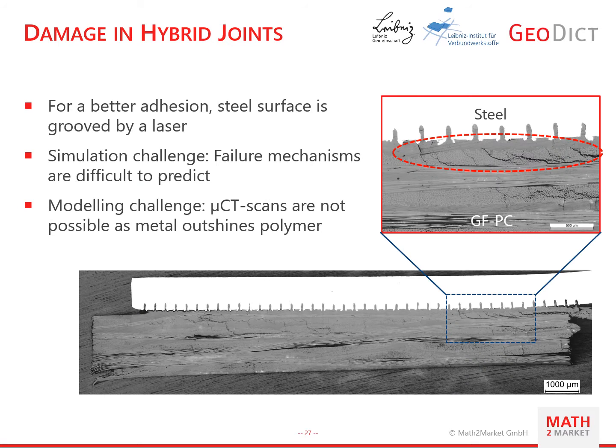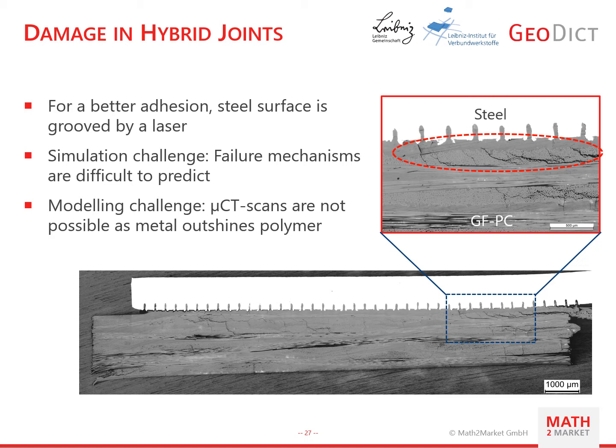The researchers at the Institute approached us with a very interesting question. They made hybrid joints between glass fiber reinforced polycarbonate and steel. To improve the adhesion, the steel surface was grooved by a laser to increase the surface and to promote mechanical clamping. In this way, high-strength joints can be produced, but this approach comes with a major challenge.